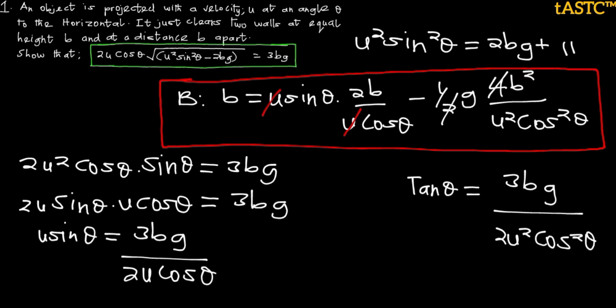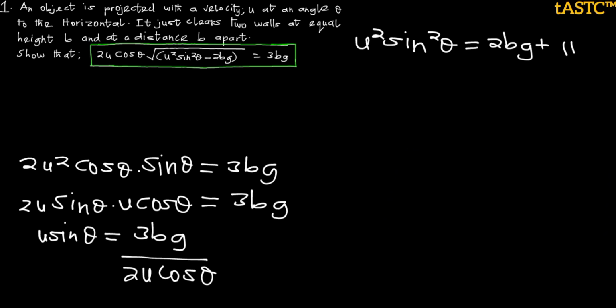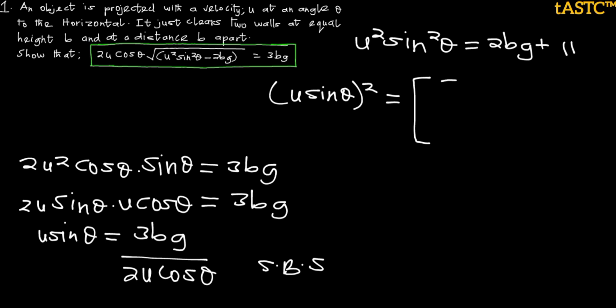Now if I want to square both sides, this is going to give me new stuff altogether. So let us square both sides. If we did that, on this side we're going to have u sine theta all squared. And on the other side, we're going to have 3bg divided by 2u cosine theta.